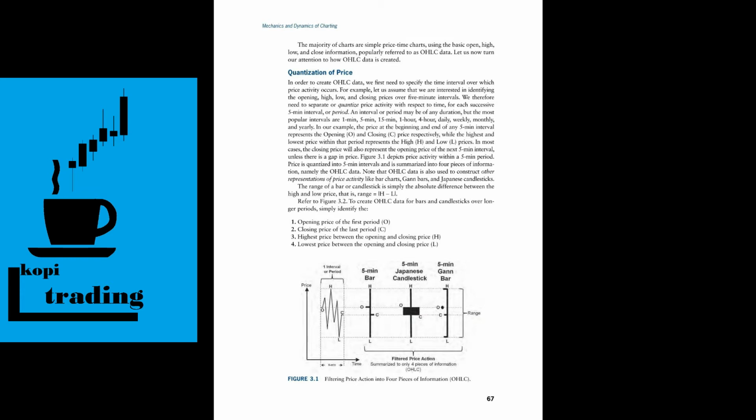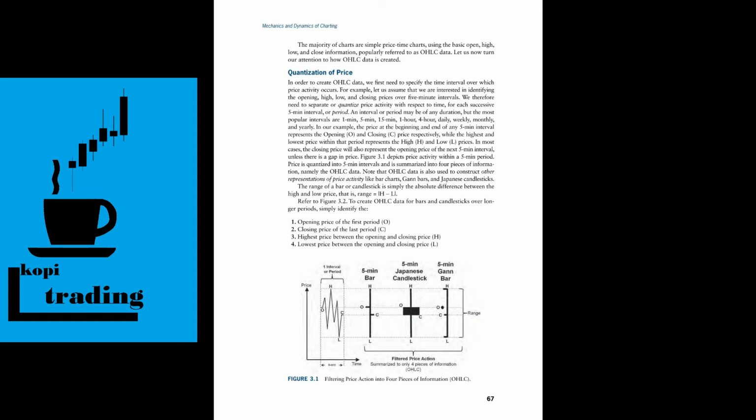In our example, the price at the beginning and end of any 5-minute interval represents the opening, O, and closing, C price respectively, while the highest and lowest price within that period represents the high, H, and low, L, prices. In most cases, the closing price will also represent the opening price of the next 5-minute interval, unless there is a gap in price. Figure 3.1 depicts price activity within a 5-minute period.